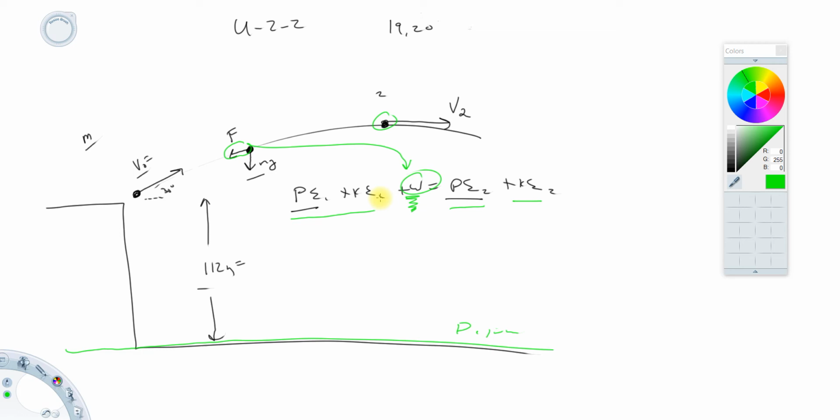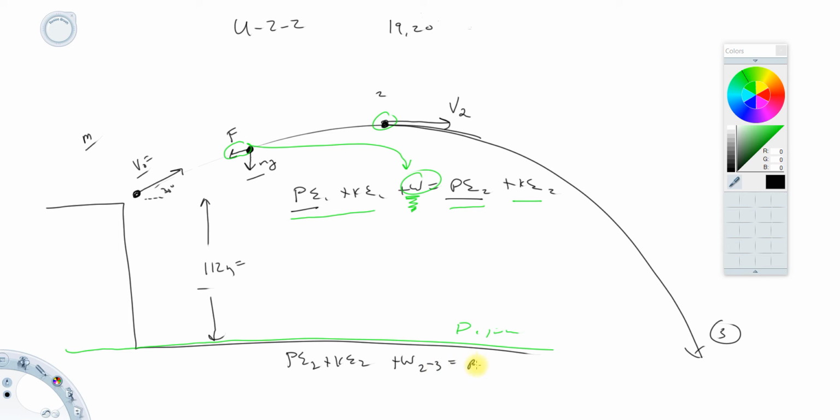Okay, part C is about when it hits the ground. So let's just extend this. Here's position 3. Write out a work energy theorem again: PE2 plus KE2 plus work from 2 to 3 equals PE3 plus KE3. There should be enough information to get the PE2, right, mgh. There's enough information for the KE2, right, 1/2 mv squared.